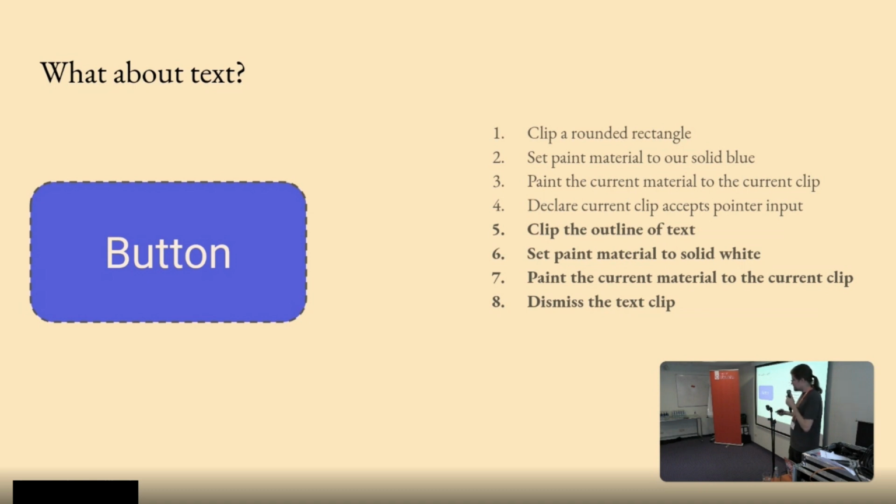Same model, same idea. And then when we're done drawing that text, we dismiss the clip because we don't want everything we do from here on out to be limited to the interior of that text, and we're done with it. Note that we have not dismissed our clip of the rounded rectangle, and that's going to matter.